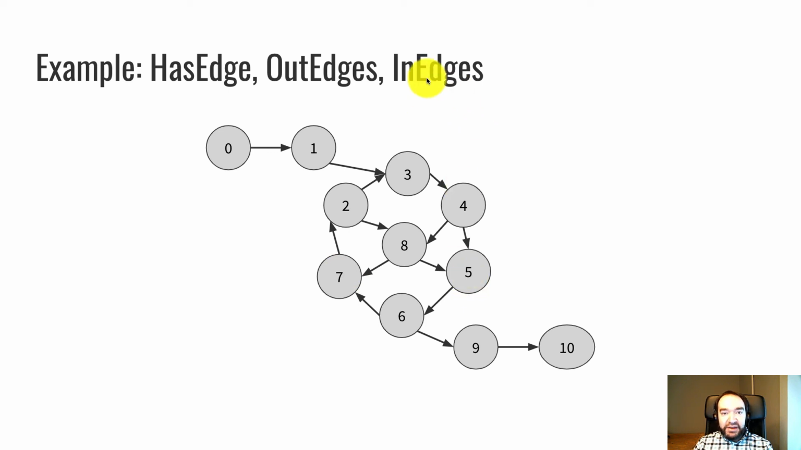In edges is the incoming edges. So for example, the in edges of 8 in the center would be a vector containing 2 and 4 because there are two incoming edges to 8 and the origins of those are 2 and 4. Or in edges of 3 would contain a vector of 1 and 2 because there are two edges coming into 3 starting at 1 and 2.